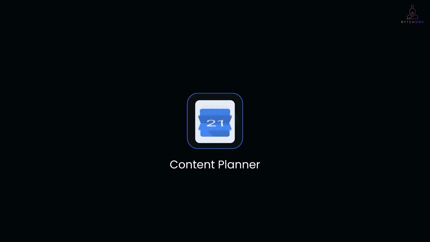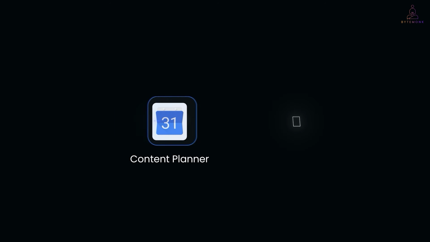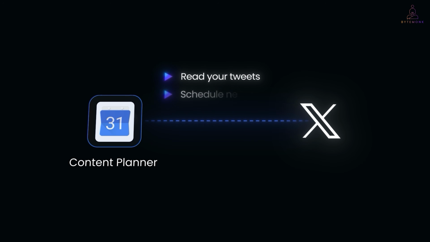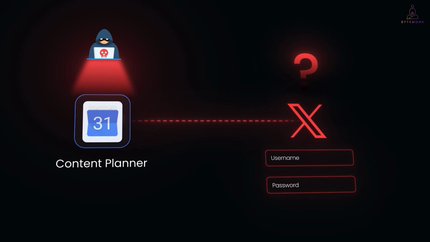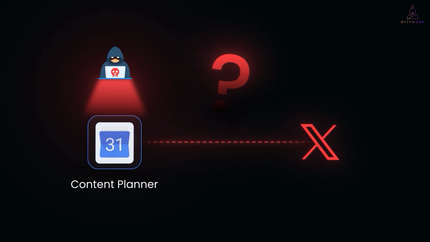Imagine you're using a content planner app and it needs access to your Twitter account to read your tweets, maybe schedule new posts. Now, one way to do this, just give the app your Twitter username and password. But that's a terrible idea. You're handing over your actual credentials to a third-party app. If that app gets hacked, your Twitter account is compromised. So how do we solve this?